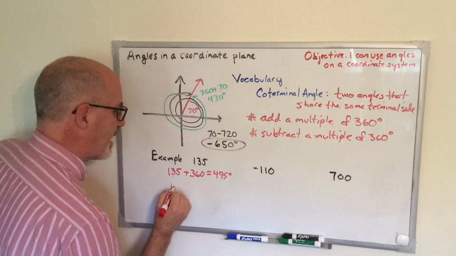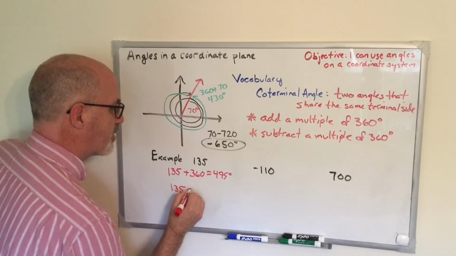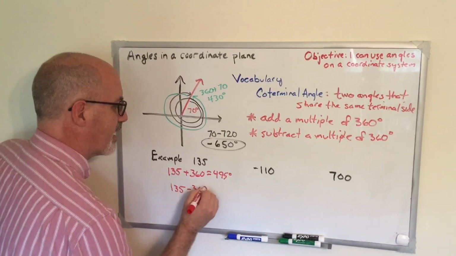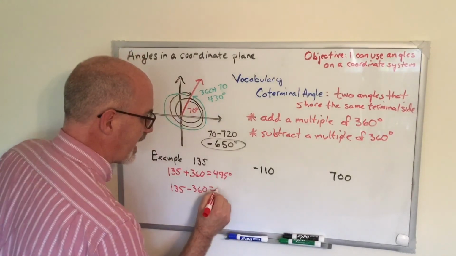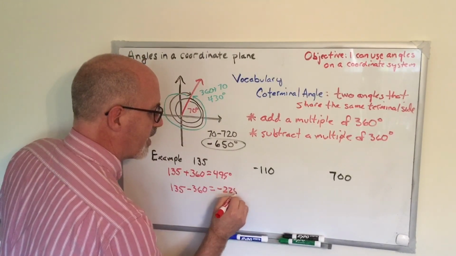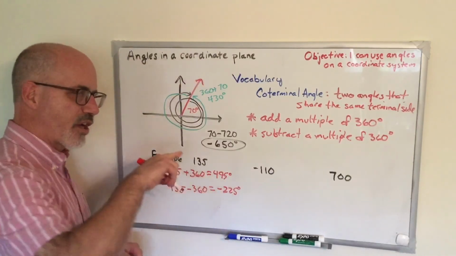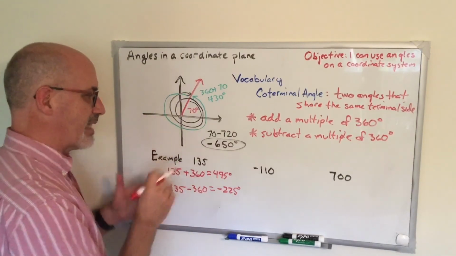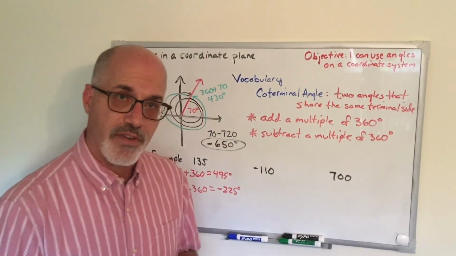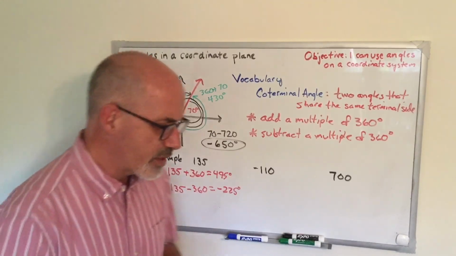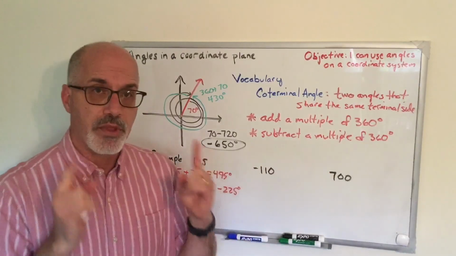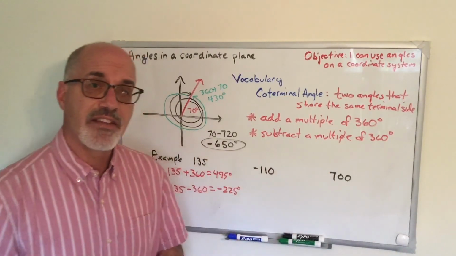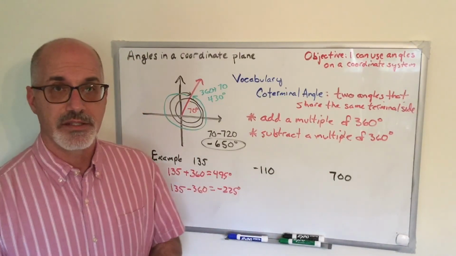If I want a negative value, I would subtract 360. If I take 135 minus 360, I get negative 225. So that rotation, if I go negative 225, would end in the same place as 135 would. Now what I'd like you to do is pause the video and try these two. Come up with a positive and a negative value that's coterminal with these.